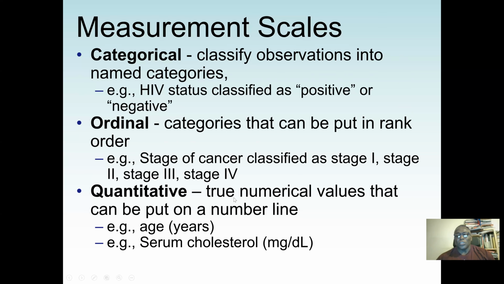Then quantitative, we say the true numerical values that can be put on a number line. So examples can be age or your cholesterol level. But now, as I said earlier, in some textbooks we break the quantitative into two. We have the interval, where the example we always use is temperature. When the temperature is 0, it means it's cold. In ratio, I can use the example of a balance or blood pressure. If your blood pressure is 0, it means you don't have blood pressure at all, or if your balance is 0 in your bank account, it means you don't have any money.